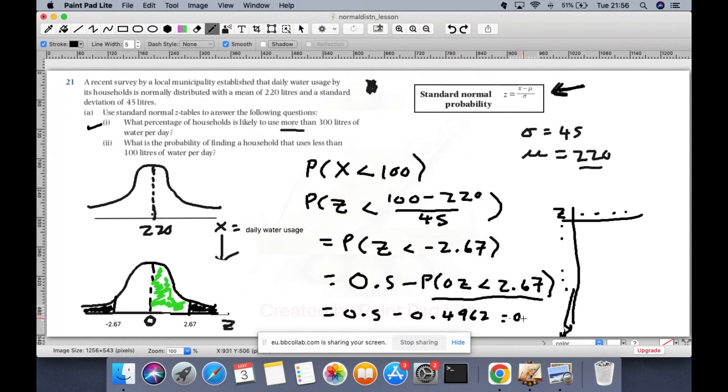So the final answer is 0.38%. I've already converted to a percent. All right, and then provide a statement. I'll leave that to you to provide. Most of the work is done here, and that's the last step.